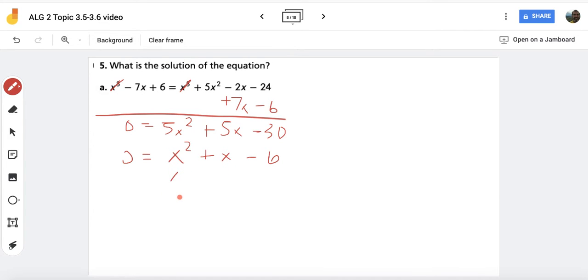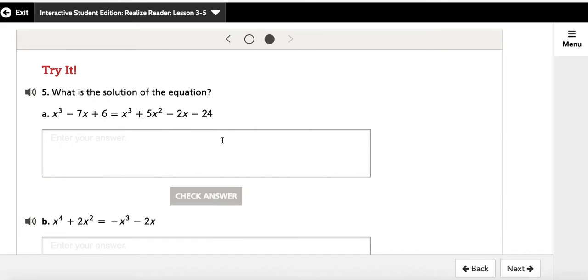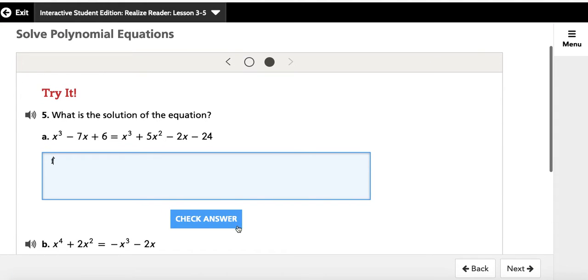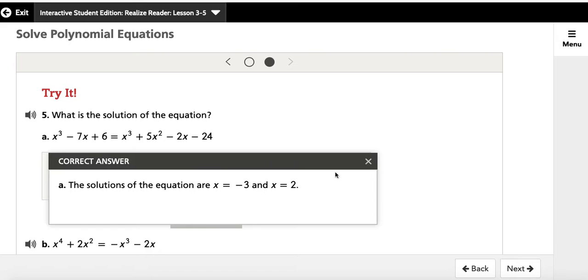But I noticed this is going to factor into x plus 3, x minus 2. And that tells me the two roots to this, which would therefore be the answer to the original equation, are negative 3 and positive 2. Let's see how I did. The answers are negative 3 and positive 2.